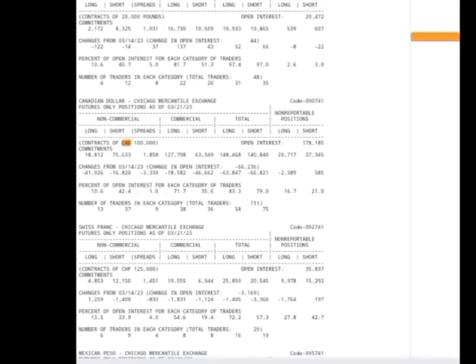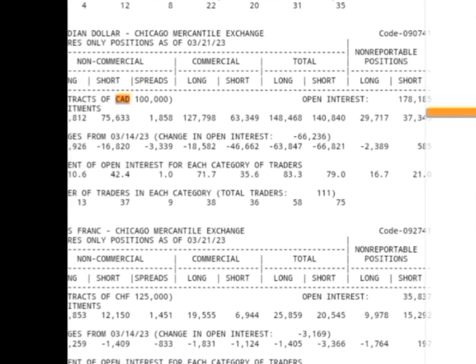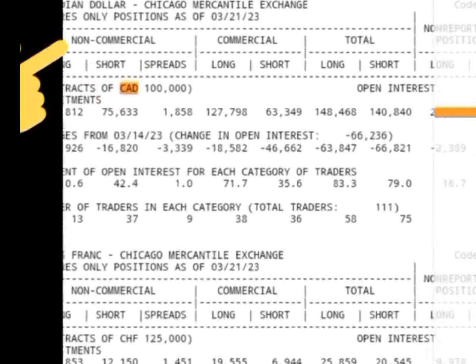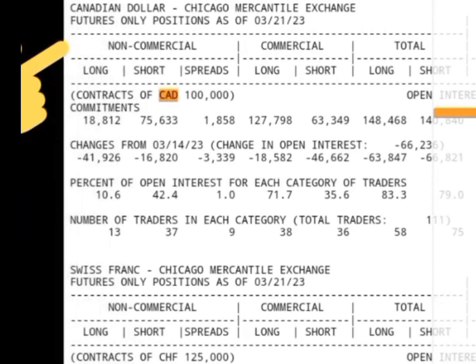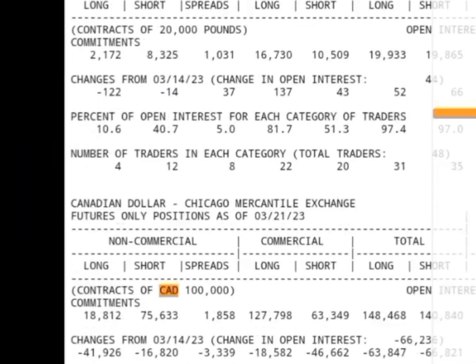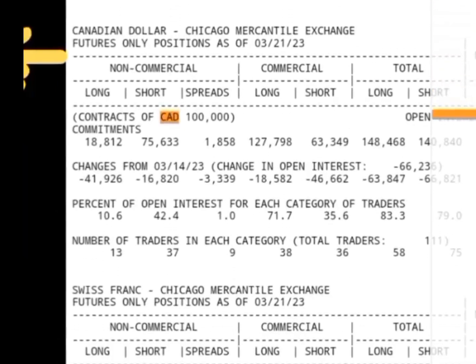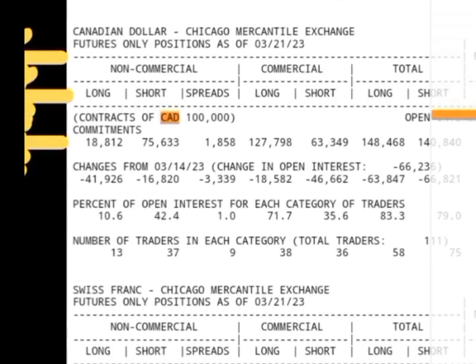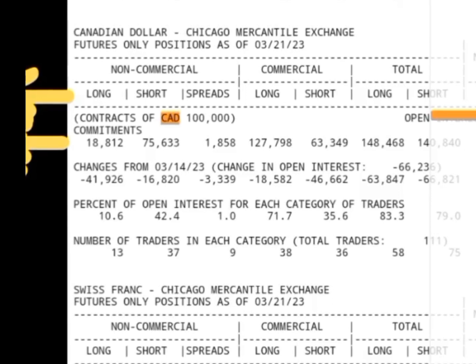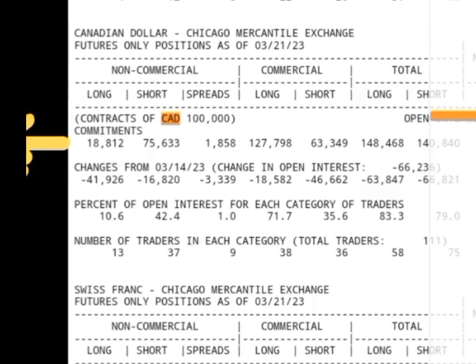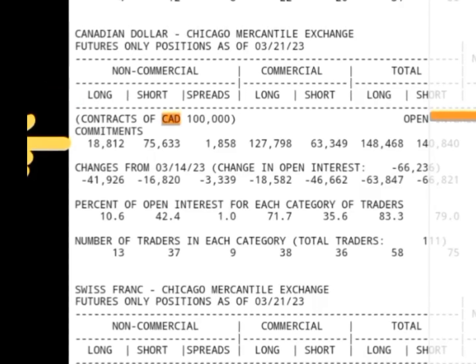You can see it here. So you open it. As you can see, Canadian dollar, Chicago Mercantile Exchange, futures only positions. Look at the non-commercial. Look at the long. As you can see, there are 18,812 positions for long. That is for buying, right?